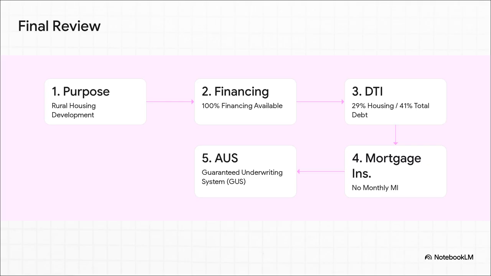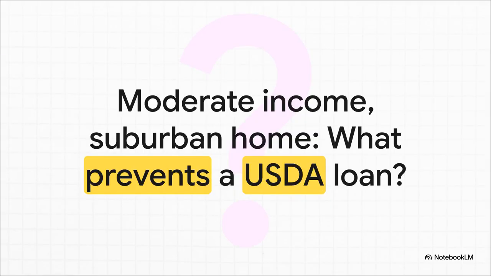You got this. Okay, let's end with a real exam-style question to put it all together. A borrower has the right income, but they want to buy a house in a suburb. What stops them? It's the location pillar. Even if their income is perfect, if that property isn't in a designated rural area, it is a non-starter. And that, right there, is the fundamental truth of the USDA loan program.